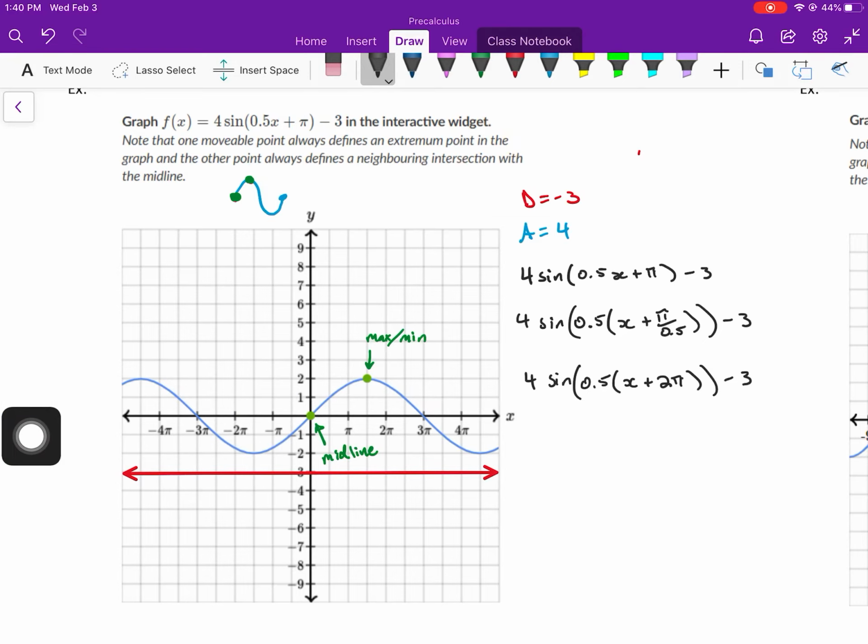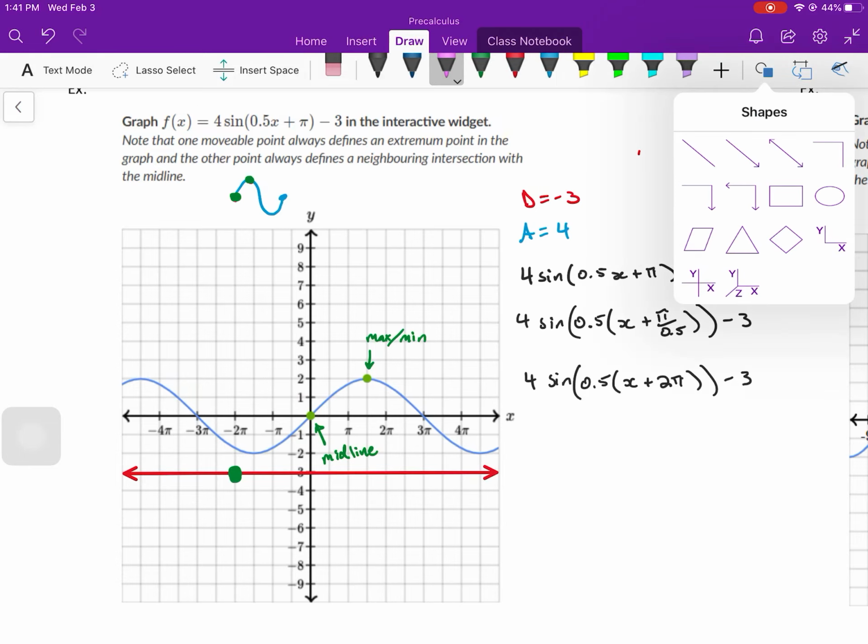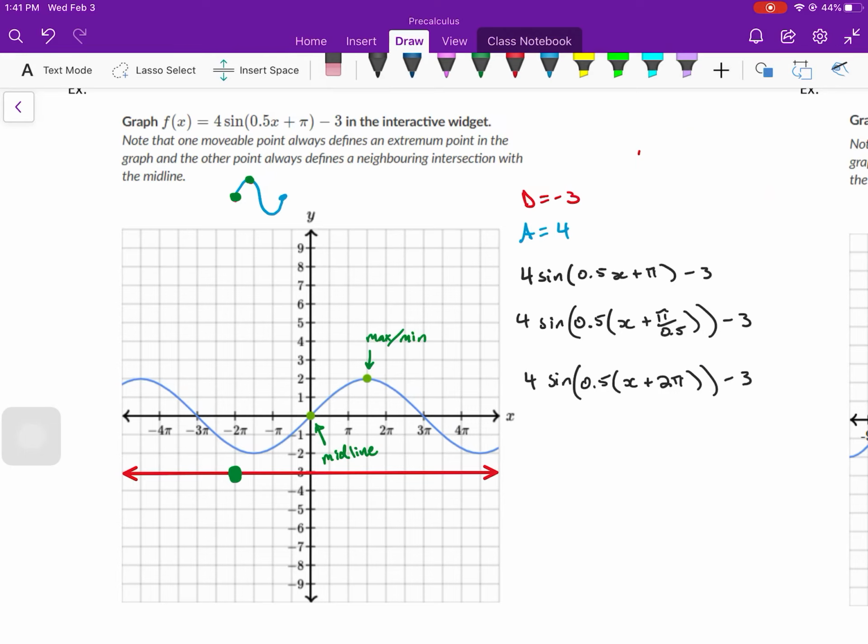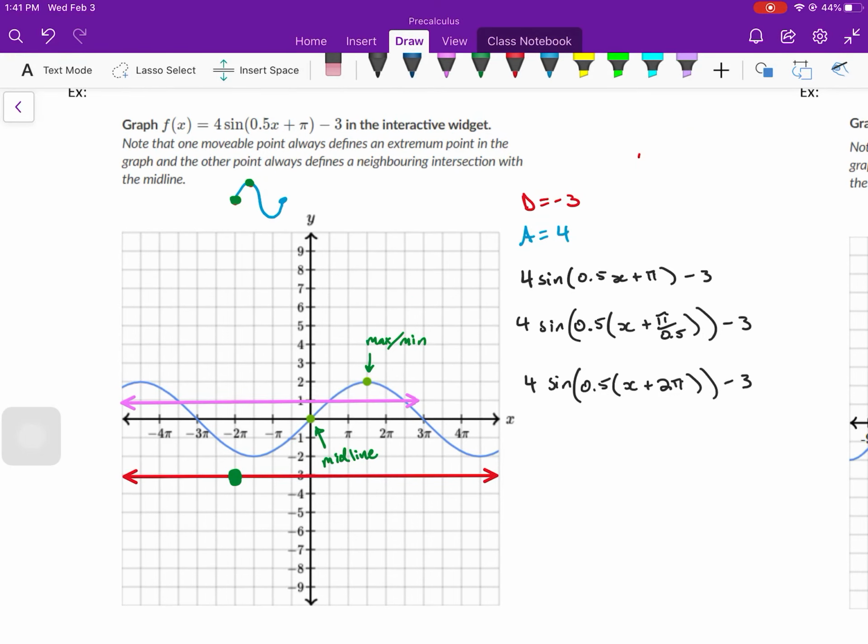So right here is actually where I'm going to put that midline, that first midline point. And we know our amplitude is 4. So I'm going to go up 4 from that spot, which from -3 up 4 would be 1. So on that line is going to be our next point. Just, I don't know how far to the right to take it. I need a quarter of the period. So let's figure out what the period is.